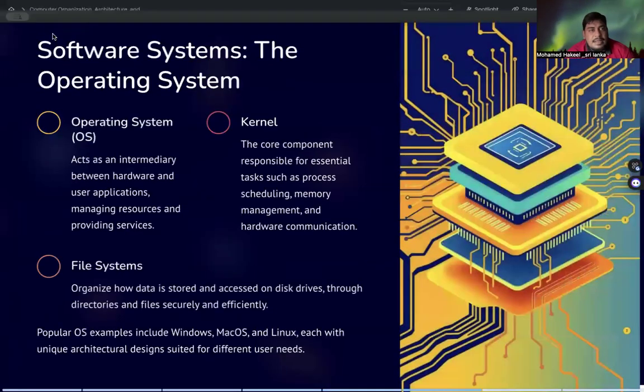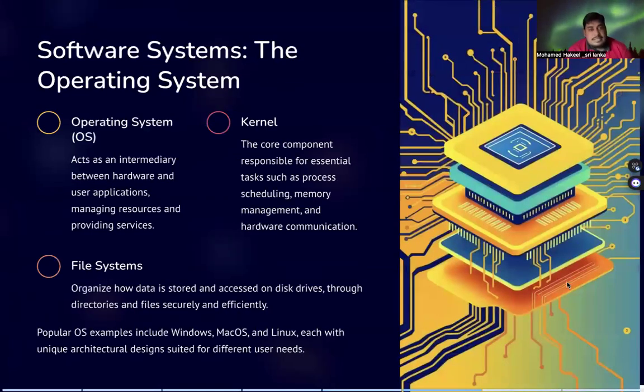Next is software systems: the operating system, the kernel, and the file system. Popular OS examples include Windows, macOS, and Linux, each with a unique architecture design suited for different user needs.